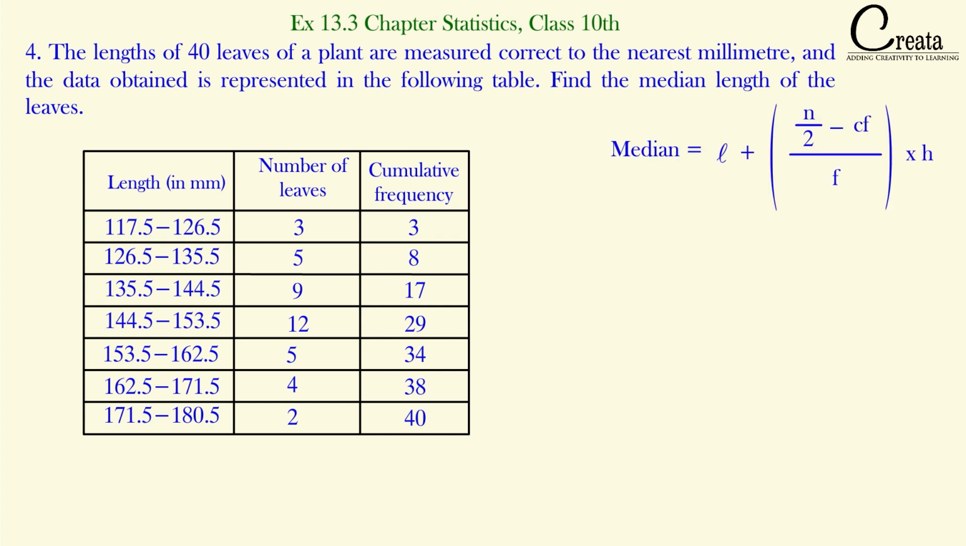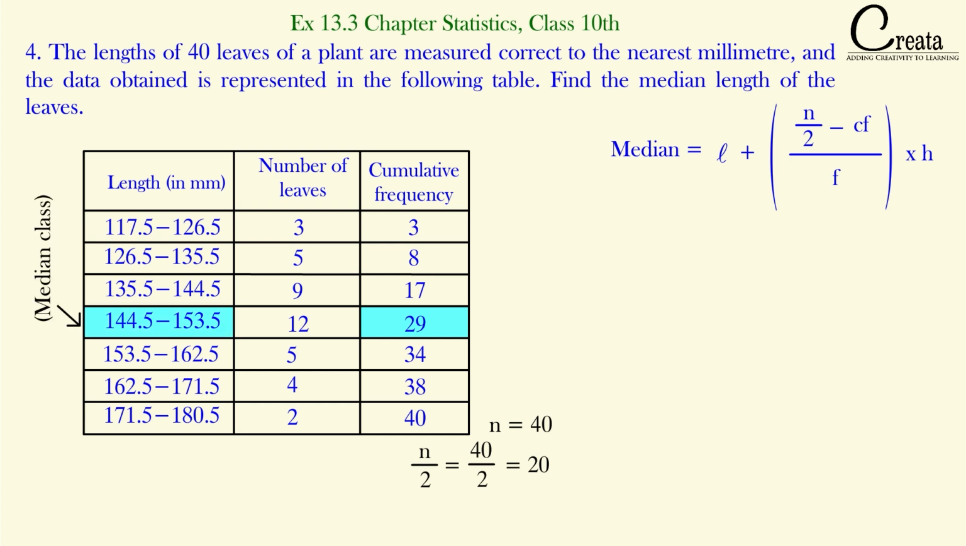And this is the formula of the median. Our first step is finding n by 2. Here n is the total addition of the frequencies, or the last value of the cumulative frequency column, which is 40. So n is 40, n by 2 is 20. Next, we have to locate in which row the 20th observation is coming. Up to the third row we have a total of 17 observations. Up to the fourth row we have 29 observations. So our 20th observation will come in the fourth row.